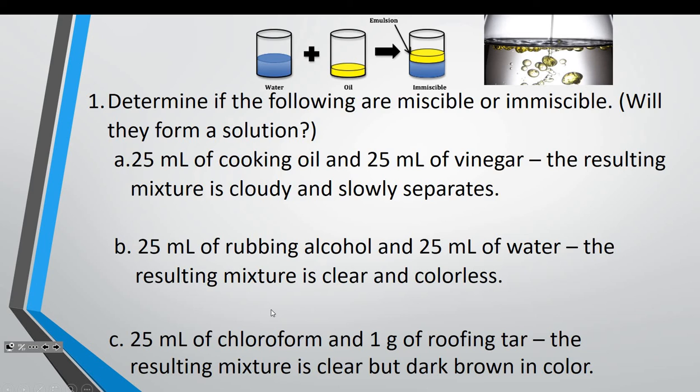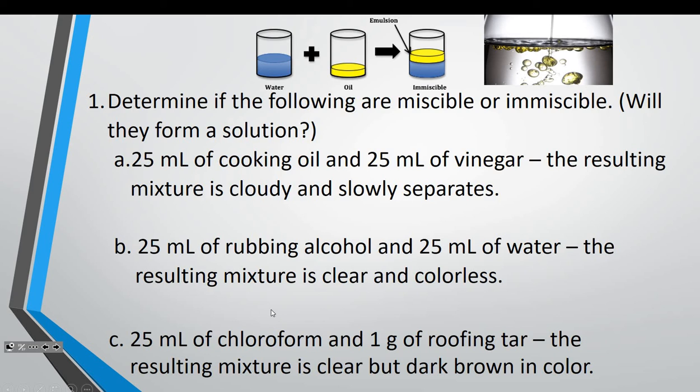Okay, so let's listen to these ones. 25 milliliters of cooking oil and 25 milliliters of vinegar result in the mixture is cloudy and slowly separates. Miscible, thumbs up. Immiscible, thumbs down. Yep, immiscible. Okay, 25 milliliters of rubbing alcohol and 25 milliliters of water. The resulting mixture is clear and colorless. Miscible or immiscible? Miscible, good.